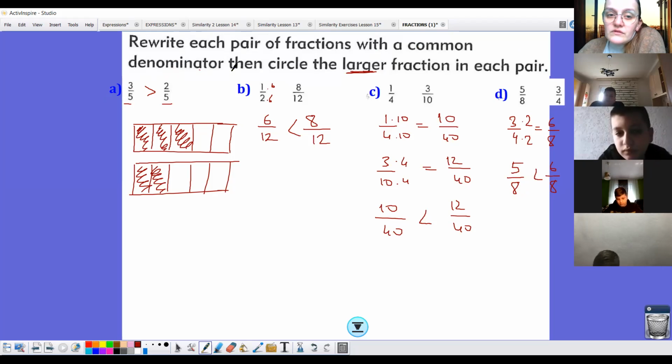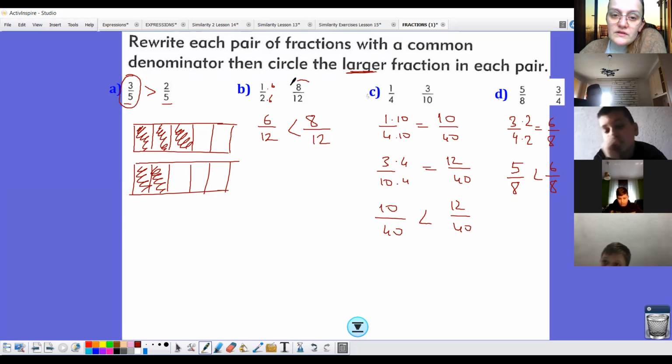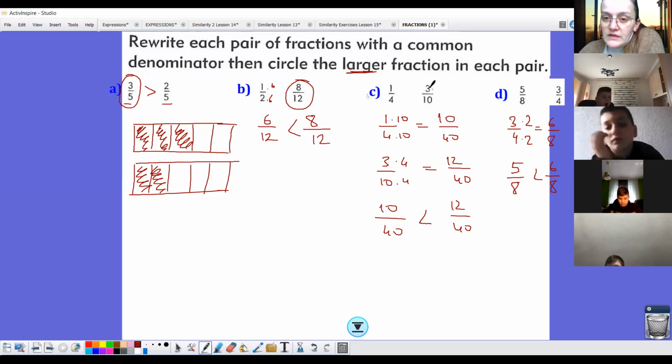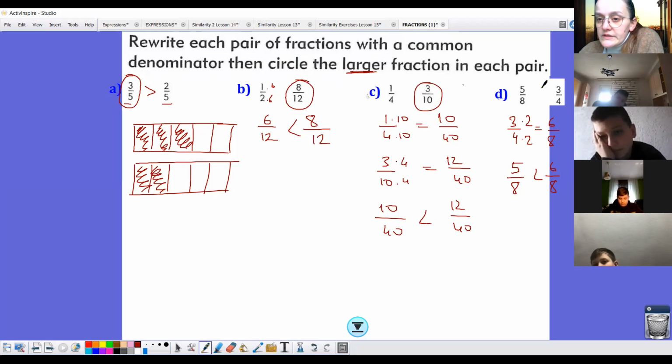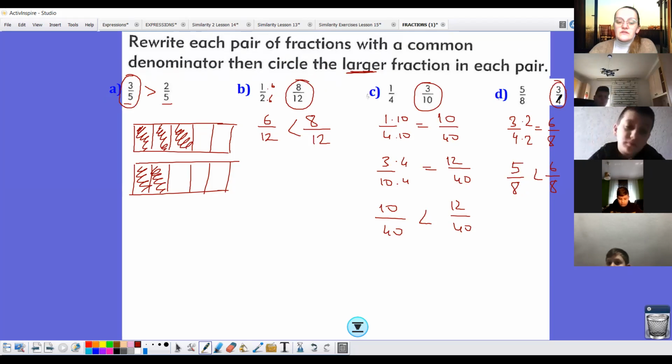So we have to circle the larger fractions. So this one, this one, this one, and this one is the larger fraction. Did you understand? Okay, if you're writing, write that in your notebook.